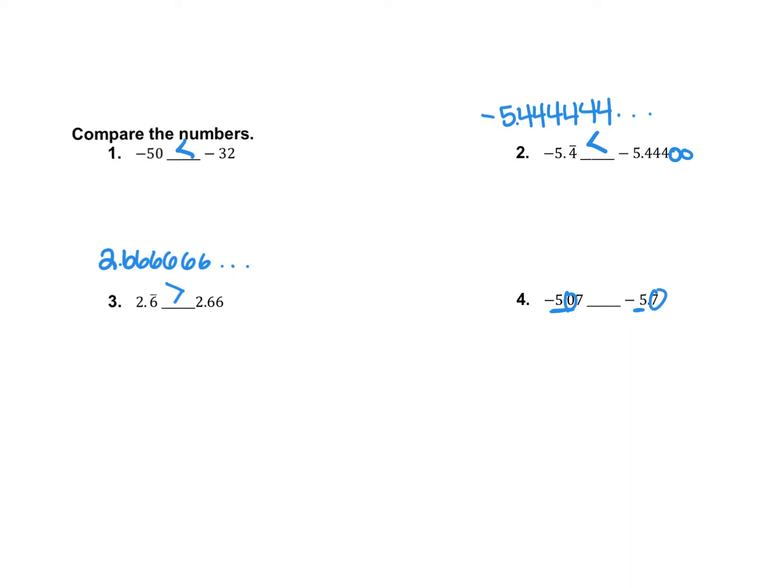All right, now because we're on the negative side, we're looking for which one is more negative. Well, negative 5.7 is going to be more negative than negative 5.07. So negative 5.07 is going to be greater than negative 5.7.